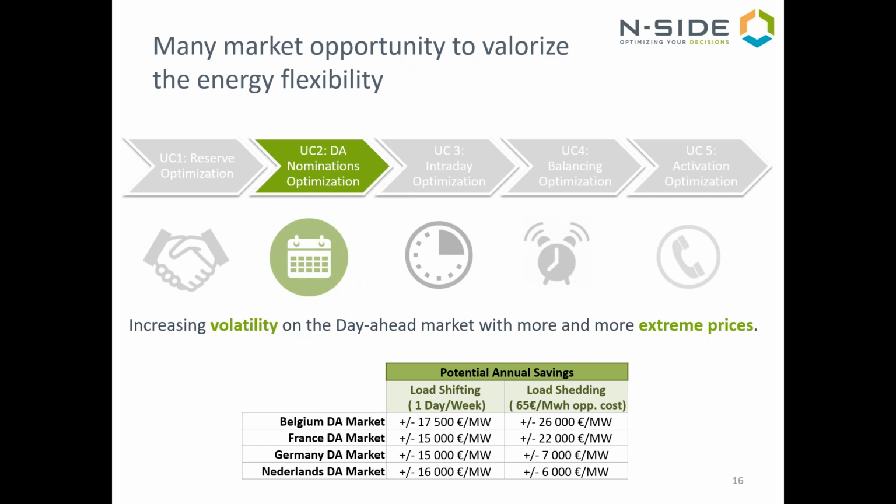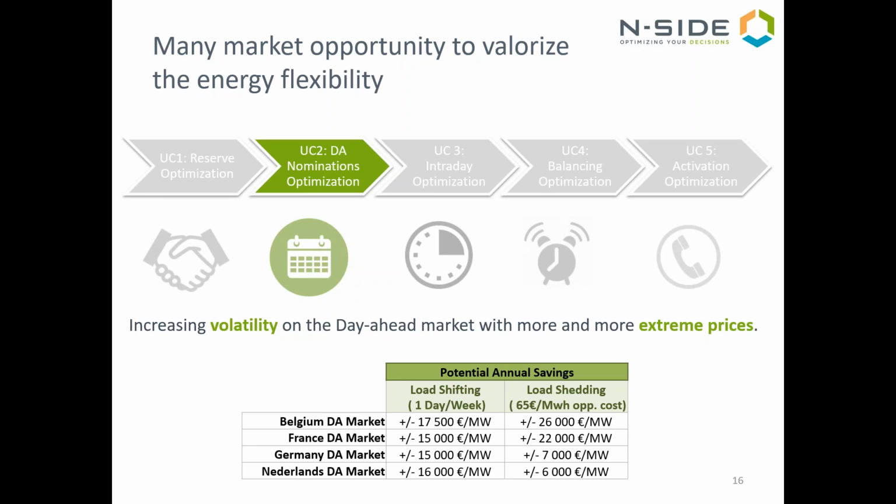Regarding the second flexibility, I put a load shedding example. So basically here I put an opportunity cost of 65 euro per megawatt hour as the threshold. What I mean is that if we go above this threshold, the process is not profitable anymore. So I have every interest to switch off my process at that moment. And here are the potential savings that you could have generated doing these actions.